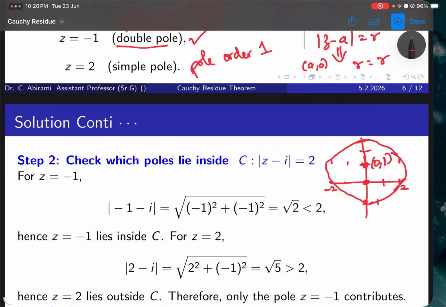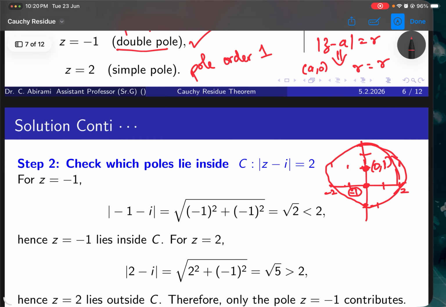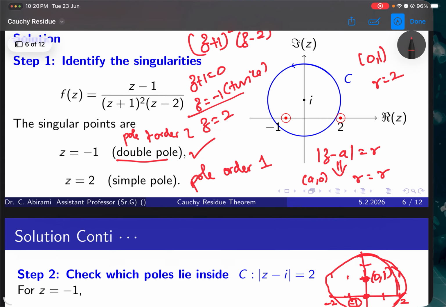So center at (0, 1). Minus 1, obviously, will lie inside the circle. z equal to 2: suppose we have a doubt, see like this, you just see the diagram. So z equal to 2 is not inside.